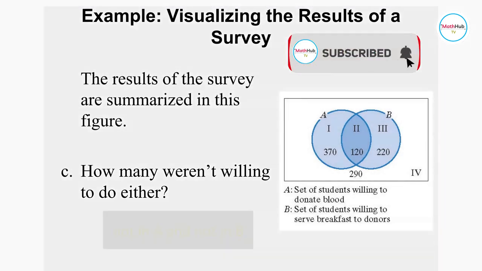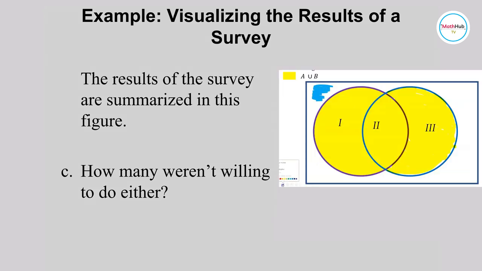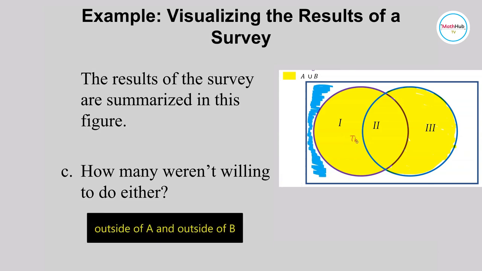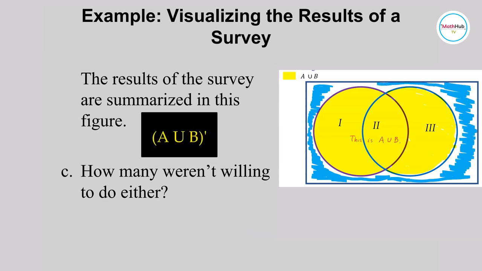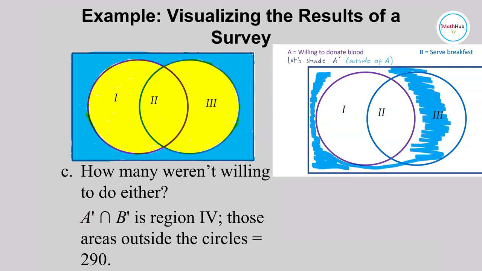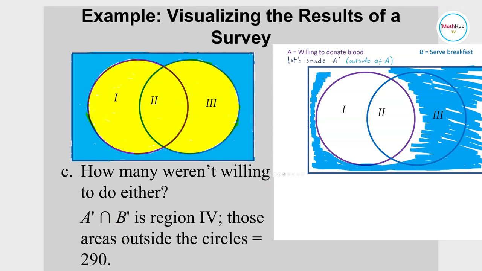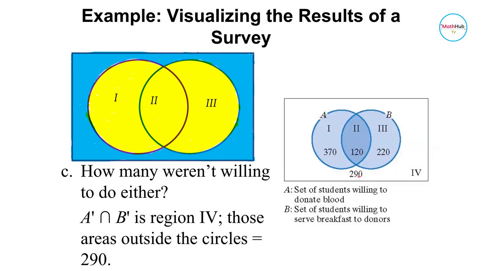Now for letter C, how many weren't willing to do either? This means it's not in A and also not in B. So we're looking at the region outside of A and also outside of B. It is the complement of the union of A and B, which is also the same as A prime, the complement of A, intersection the complement of B, and that is region 4. These are the students not willing to do either one of these tasks, to donate blood or to serve breakfast to donors. So the answer is 290.